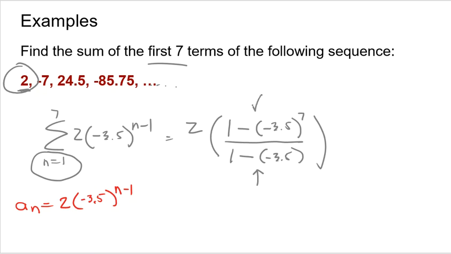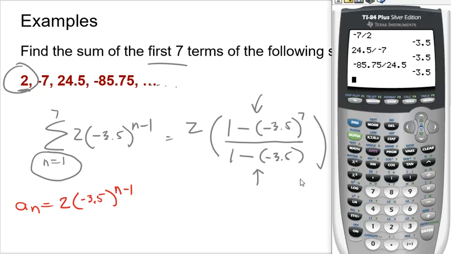But you cannot do that right here in the numerator, because this is not 1 minus a negative. It's 1 minus a negative to the 7th. So again, you got to follow the order of operations, which means to do the exponent first. But listen, if I use my calculator properly, I don't have to worry about that. You need parentheses around that negative number, so that way the calculator knows what to do.